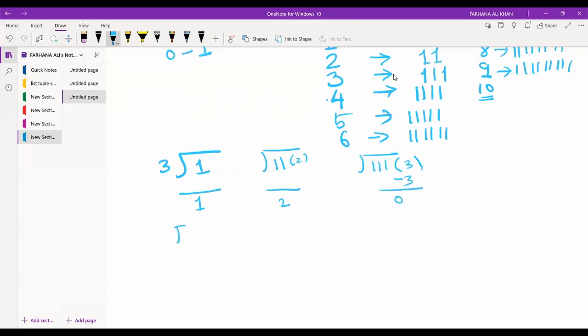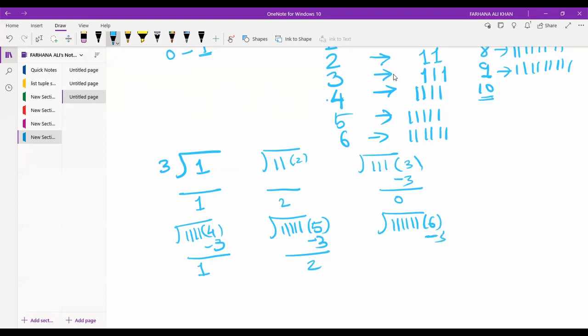Now the next number is 4. That is the 4 occurrences of 1, but is it divisible by 3? No, it is not divisible by 3. It is generating remainder 1. Next number is number 5, is it divisible by 3? No, it is not divisible by 3. It is generating the remainder as 2. Now the next number is 6. Whether the 6 is divisible by 3. Yes, it is divisible by 3 with the remainder 0.